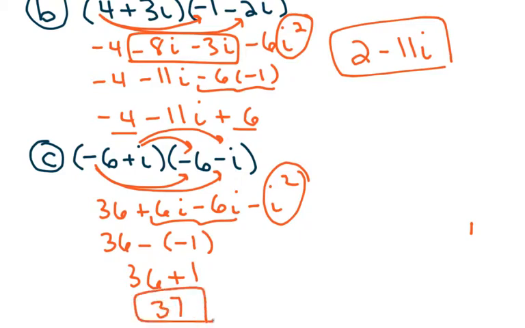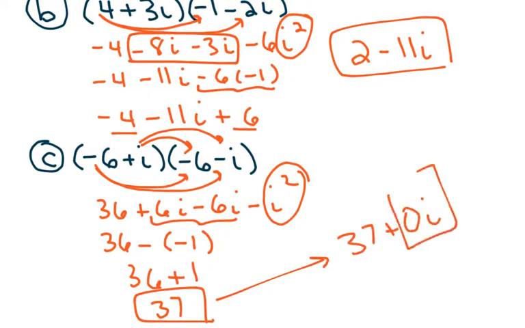When you multiply complex numbers together, it is possible that you could end up with just a real number and not a complex number. It really is a complex number. It's really 37 plus 0i, but as you know, 0 times anything is 0, and it doesn't even matter, it just kind of goes away.